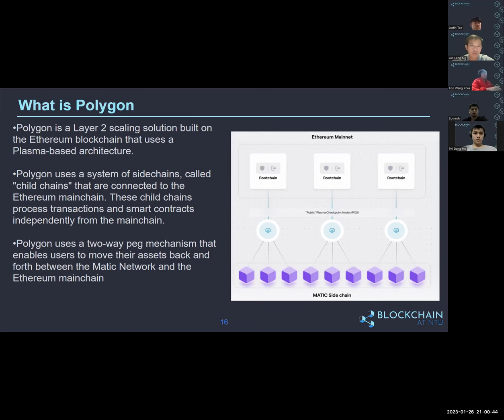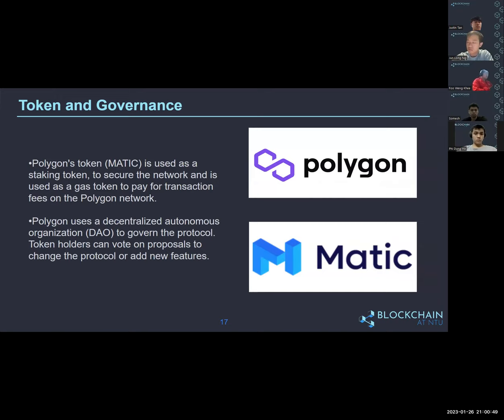So for its token and governance, Polygon's native token is called Matic, and it's used as the governance token and also to pay for transaction fees on the Polygon network. The Matic token is an ERC20 token and can be stored in any Ethereum wallet and traded on various cryptocurrency exchanges. The Polygon network is governed by a group of validators who are responsible for maintaining the network and ensuring its security. These validators are elected by holders of the Matic token through a process called staking. So in summary, the Matic token is the token of the Polygon network and is used for governance and to pay for transaction fees.